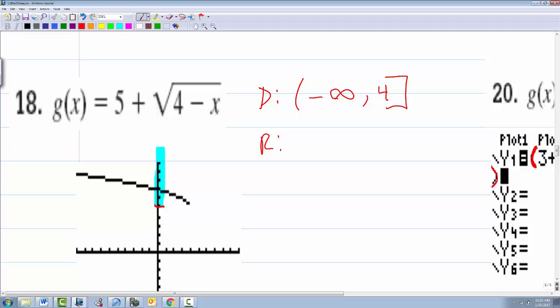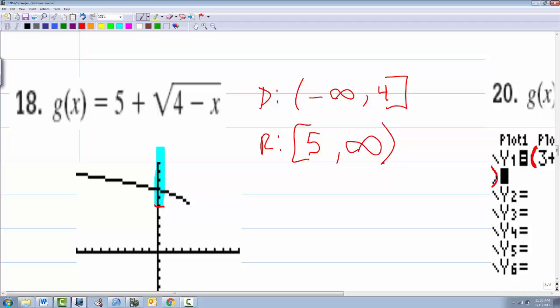What happens when I plug in 0 for x? What's 4 minus 0? 4. What's the square root of 4? 2. What's 5 plus 2? What is the range apparently doing as I plug in these decreasing x values? Increasing. Wouldn't you agree that it appears the range is going from 5 off to infinity?